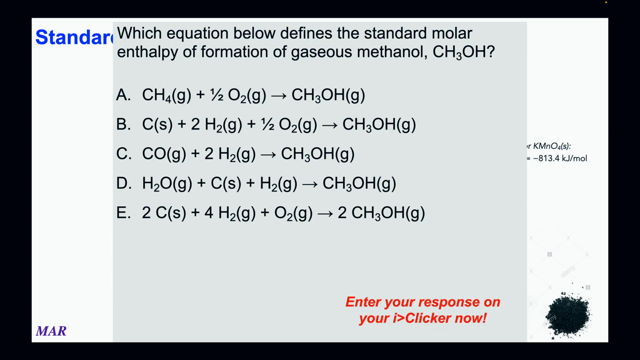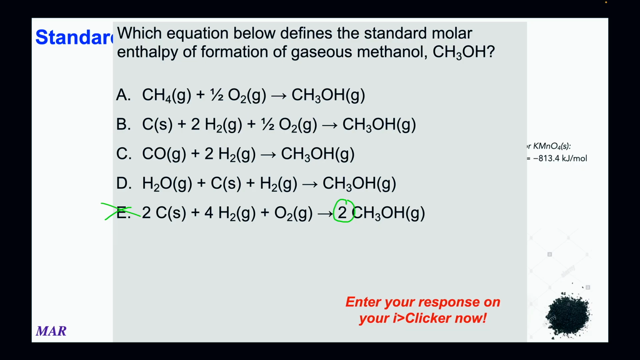So here's a question you might see. Which equation below defines the standard molar enthalpy of formation, i.e. delta HF, of gaseous methanol? All right. Now, methanol is CH3OH. You want to have just 1 mole of product if it's a heat of formation reaction. So notice the answer E has a 2 right there, so that means that E is not delta HF. Delta HF, only 1 mole of product. So A through D all have 1 mole of product, but not answer E.